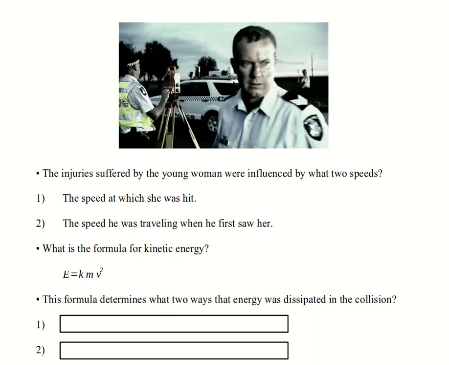M is mass. Mass, of course, is the physics way of saying weight. And V is velocity. V is the speed. And K, of course, takes care of the fact that we can use different units. E could be in joules if we were metric. It could be in generic collision impact scale. E is the amount of energy that has to be dissipated when you're traveling.